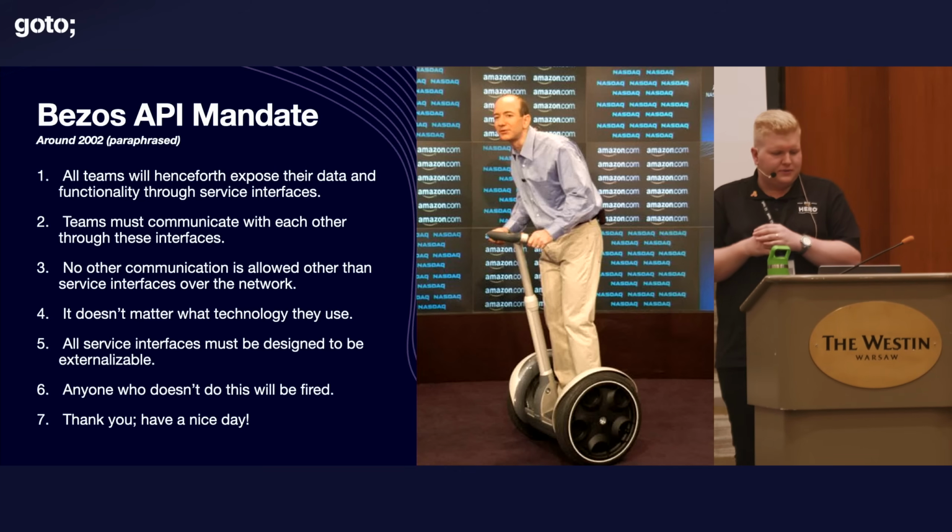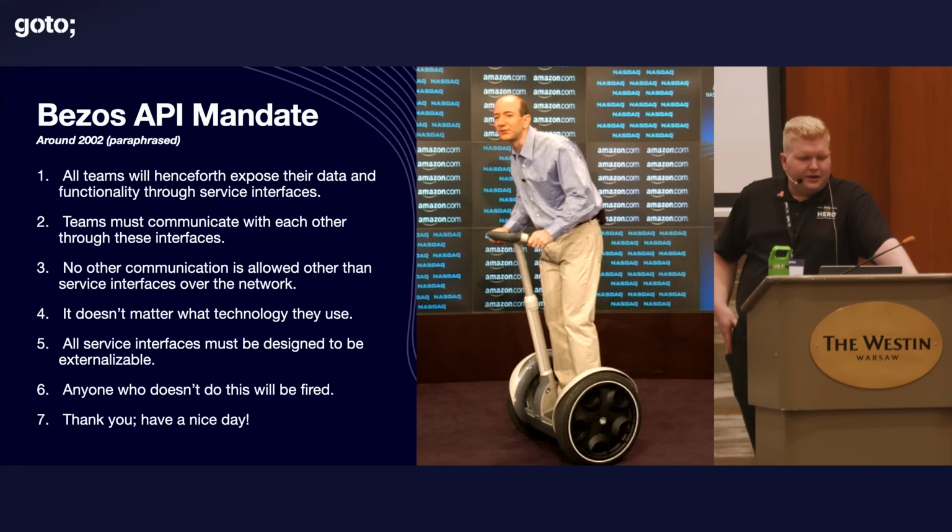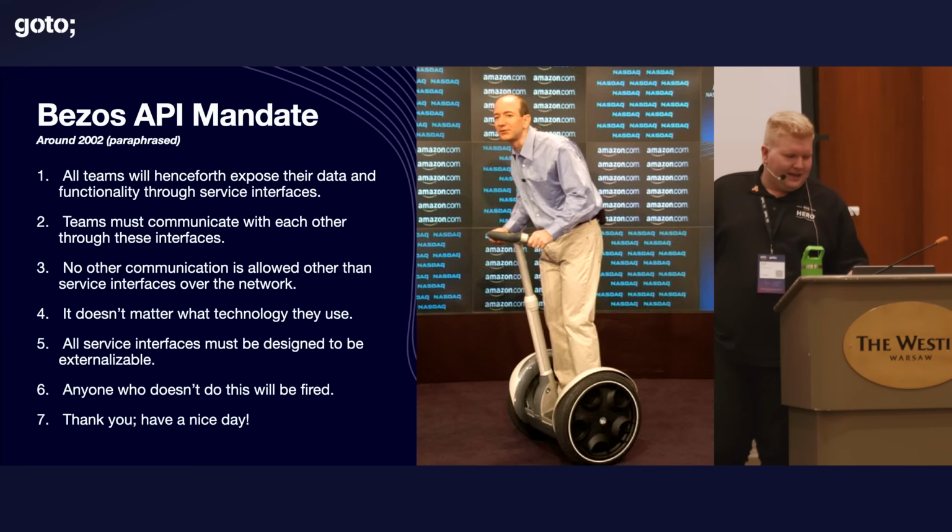All teams will henceforth expose their data and functionality through service interfaces. Teams must communicate with each other through these interfaces. No other communication is allowed other than service interfaces over the network. It doesn't matter what technology they use. All service interfaces must be designed to be externalizable, which is important for us here. And anyone who doesn't do this will be fired. Thank you. Have a nice day.